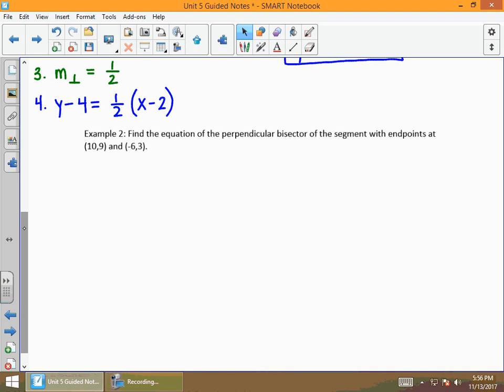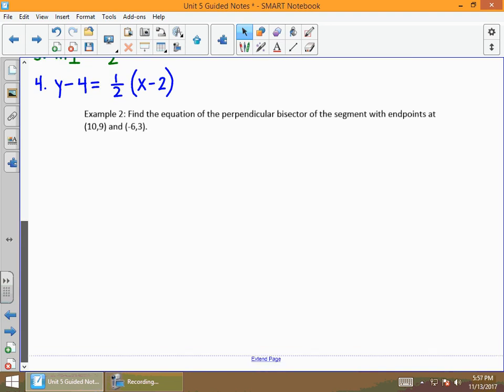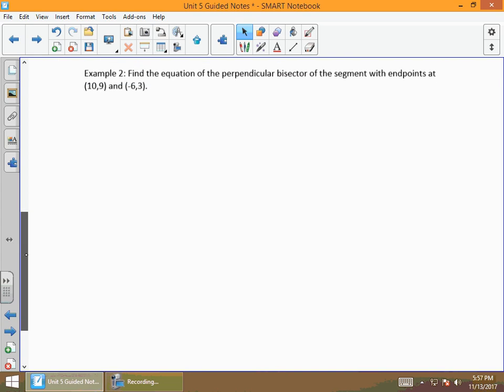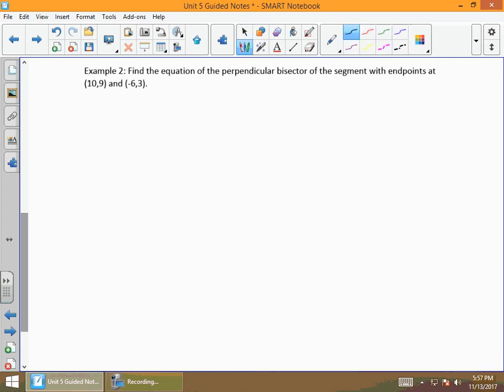Example number 2. Doing the same thing, but I just have a new set of points. There it is. So it says find the equation of the perpendicular bisector. So here we go. Step number 1, find the midpoint.